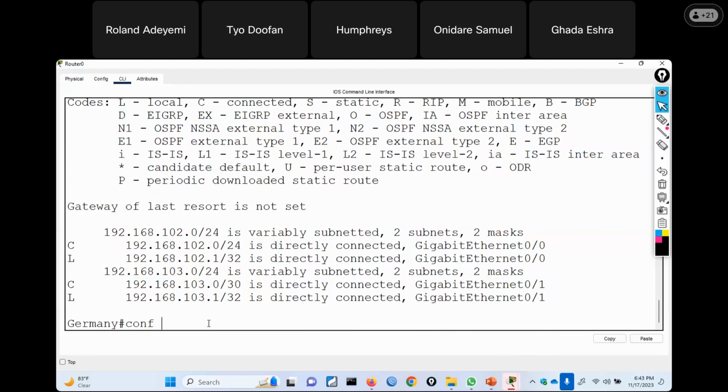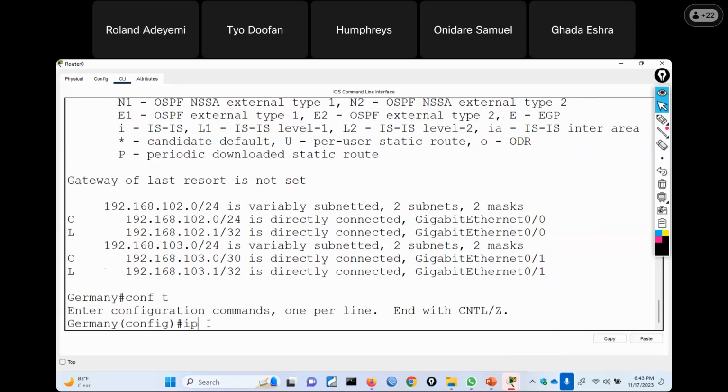So we say, okay, no problem, let's fix that problem. ip route 192.168.100.0. That is the network where we are pinging from under London. Then the subnet mask, 255.255.255.0. And where are we going to pass through? We're going to pass through the London router, which is 192.168.103.2.